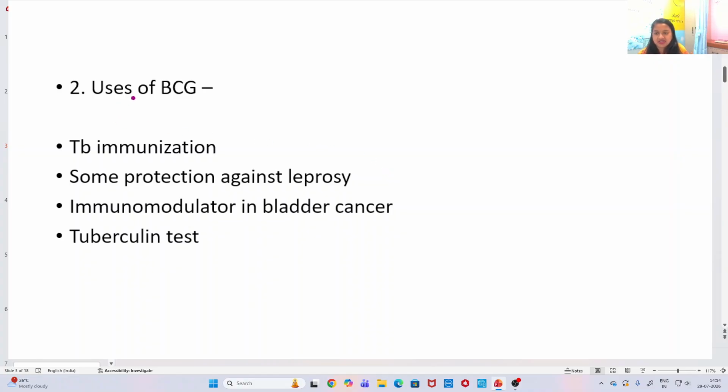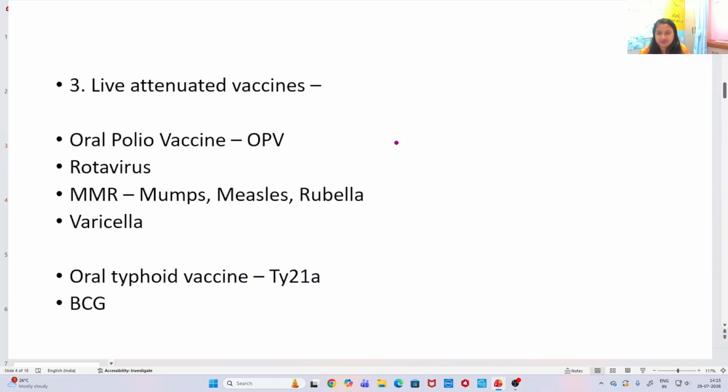Uses of BCG: TB immunization, that's the first usage. It has some protection against leprosy. The third use is it is used in bladder cancer, and of course it's used in tuberculin test. So use in bladder cancer is the one thing you need to remember, and it also has protection against leprosy.